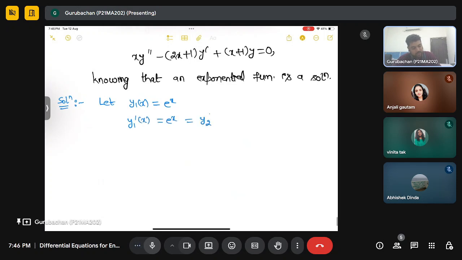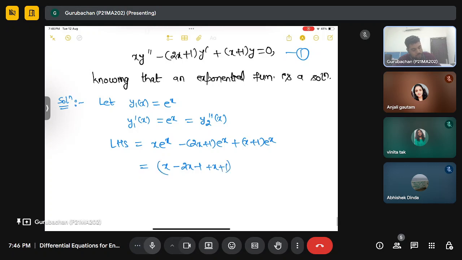Same is the case for the second derivative, so we will put it in the left side: minus x plus 1, x plus 1. If you solve it, this will give 0, which is the RHS. So that means y1(x) equal to e to the power x is a solution of this given differential equation.